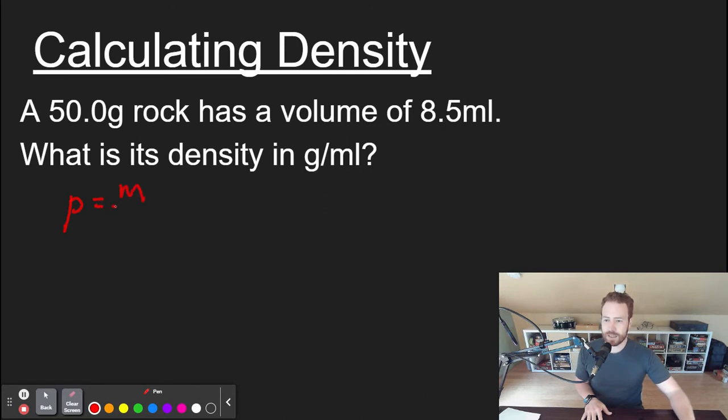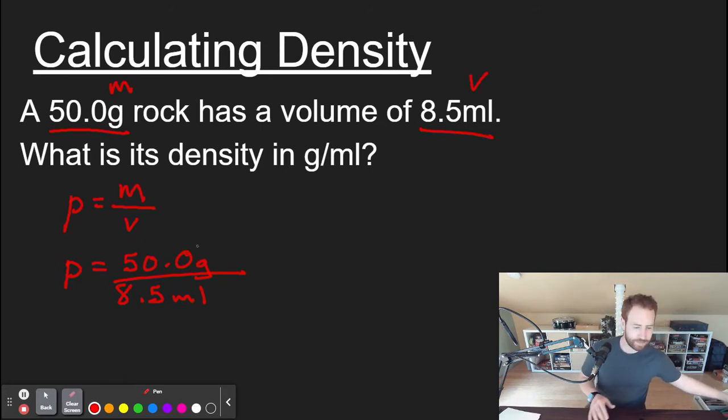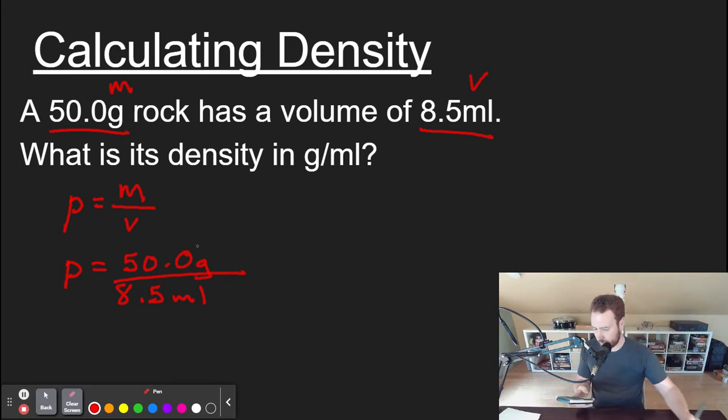The equation for density is density equals mass over volume. Looking at what we've got, we know the mass of the rock is 50.0 grams, and we know the volume of the rock is 8.5 milliliters. So all we have to do is plug those numbers in, 50.0 grams over 8.5 milliliters. And if we solve this using our calculator, 50 divided by 8.5, we get 5.882. That's our answer.